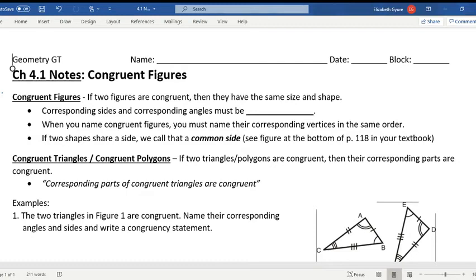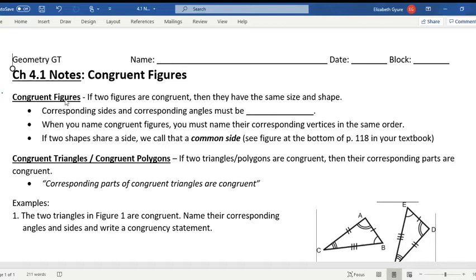All right, hi everybody. For our e-learning day today, we're going to be starting chapter 4. We're going to be looking at 4.1, which is about congruent figures. So we've dealt with a lot of congruent measurements like congruent segments and congruent angles, and that means that the segments or angles have the same measure. Figures are a similar concept, but there's a little bit of added information that we need to know.